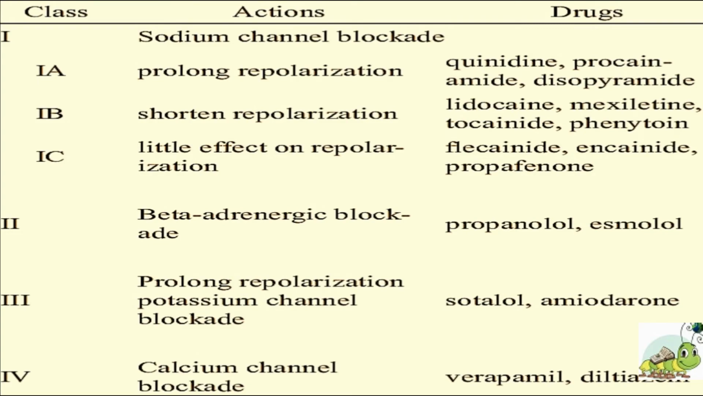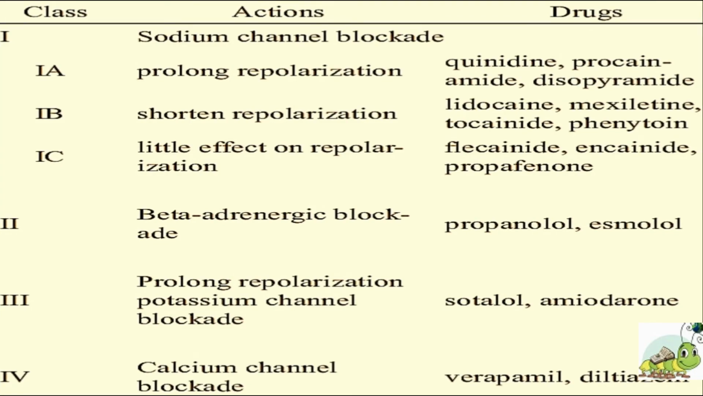Third type of class is class 3. Antiarrhythmics are potassium channel blockers. Class 3 drugs prolong action potential duration and effective refractory period. These drugs act by interfering with outward potassium currents or slow inward sodium currents.